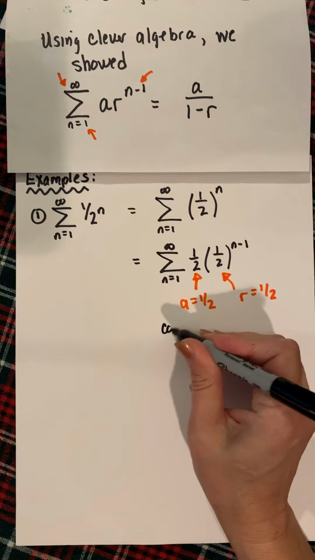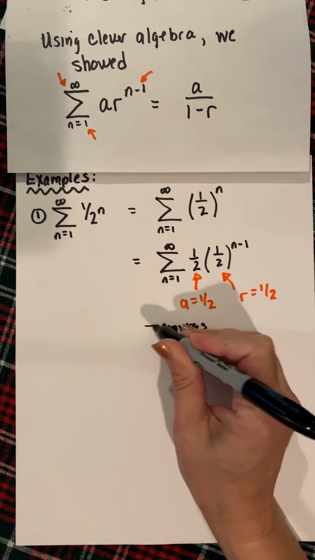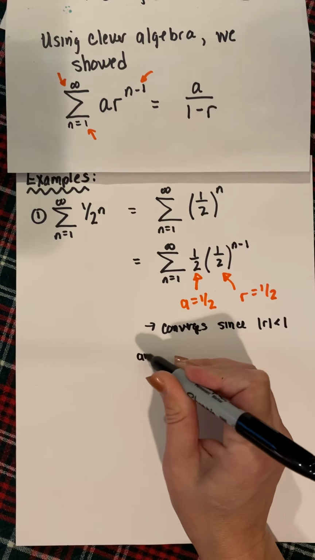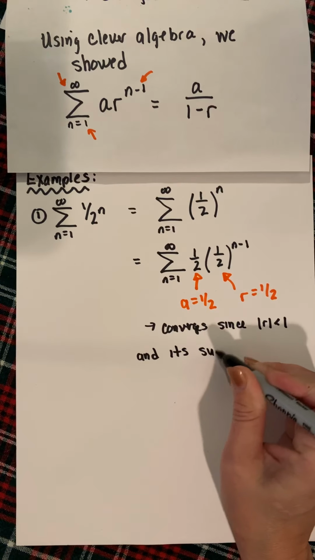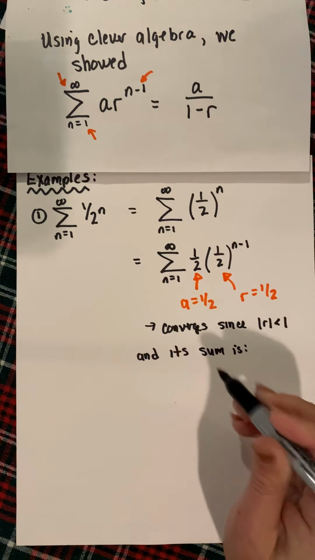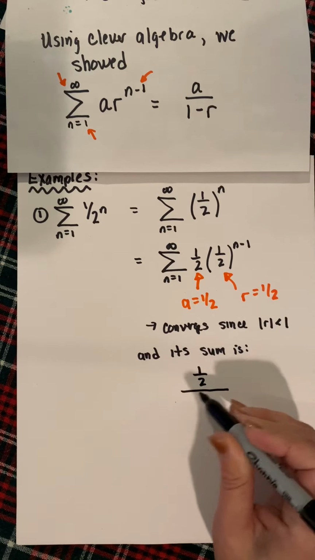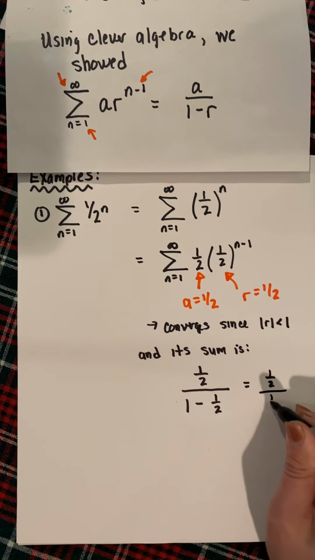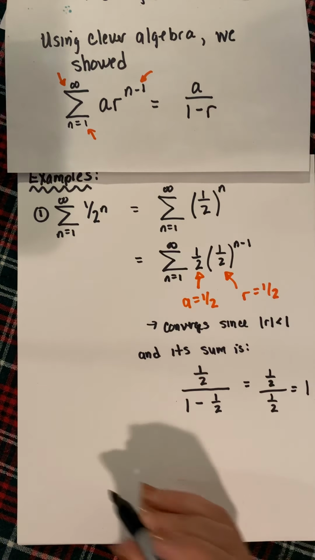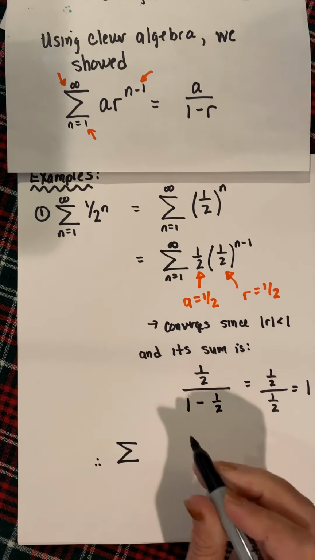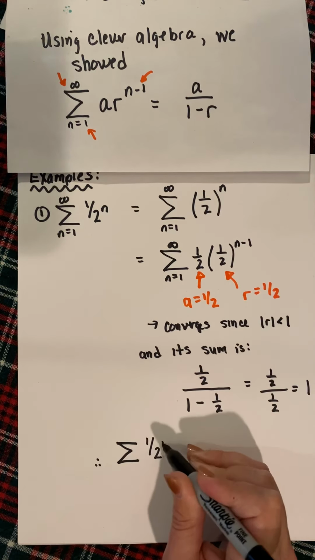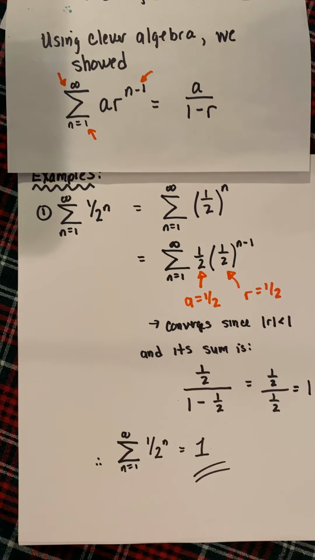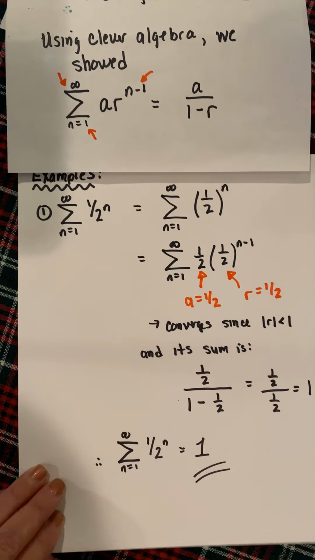So this converges since the absolute value of r is less than 1, and its sum is, well, it's 1/2 all over 1 minus the common ratio of 1/2. So this is 1/2 over 1/2, which is 1. So therefore, the sum from n equals 1 to infinity of 1 over 2 to the n is equal to 1. Yay. All right, let's do another one.